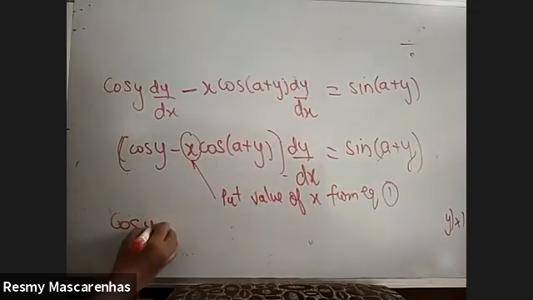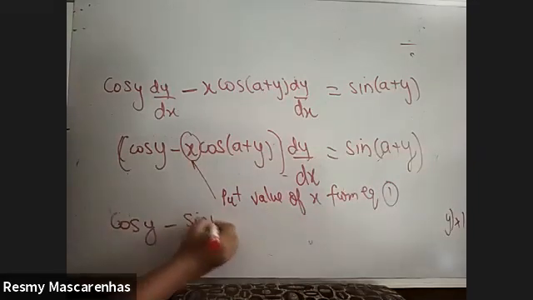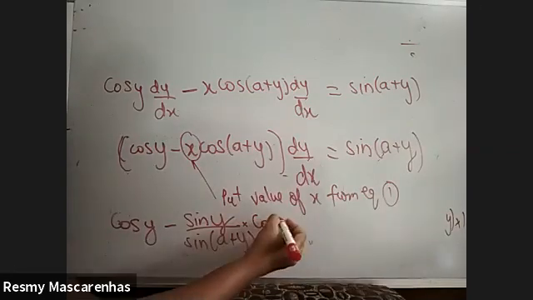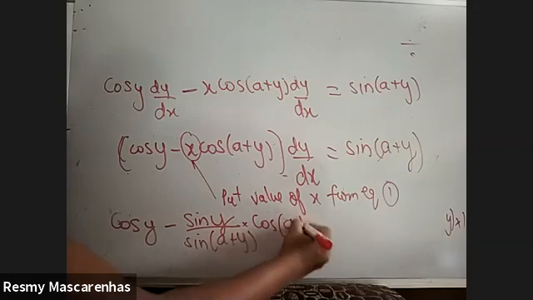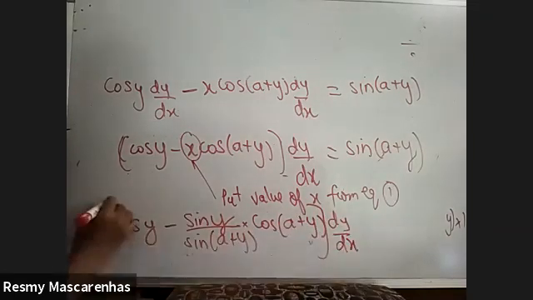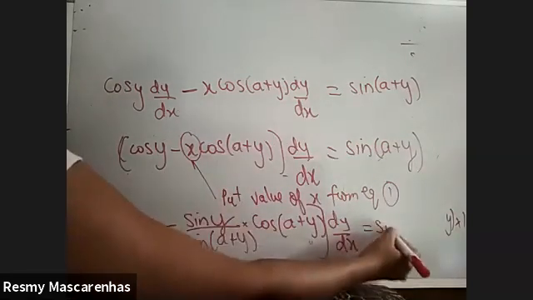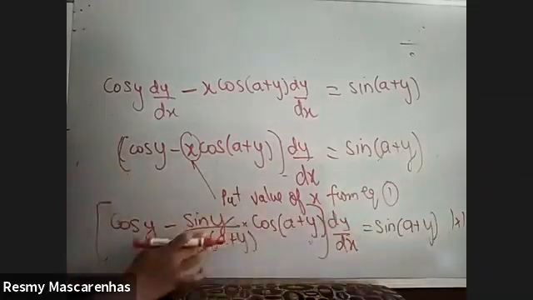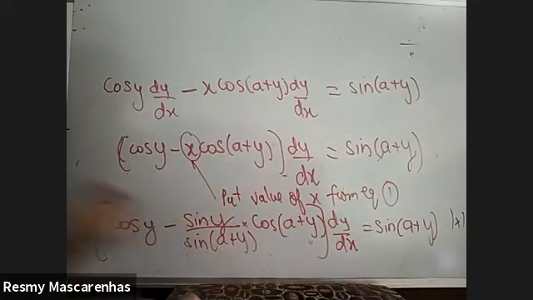So if you substitute, it will look like this: cos y minus sine y upon sine of a plus y into cos of a plus y, dy by dx, is equal to sine of a plus y. So I've substituted the value of x from equation 1. And now cross multiply.